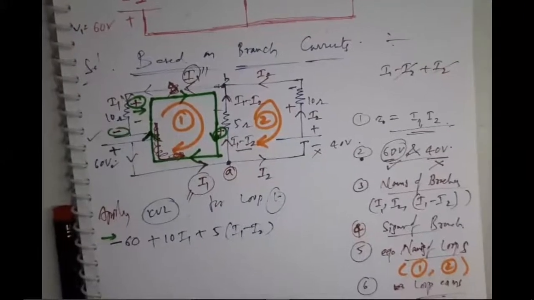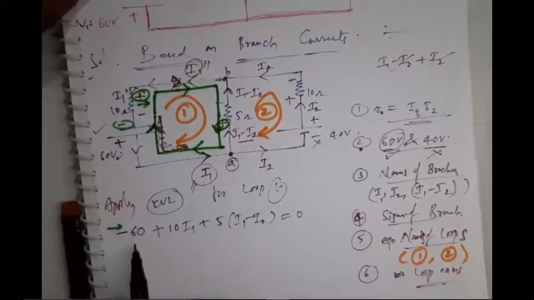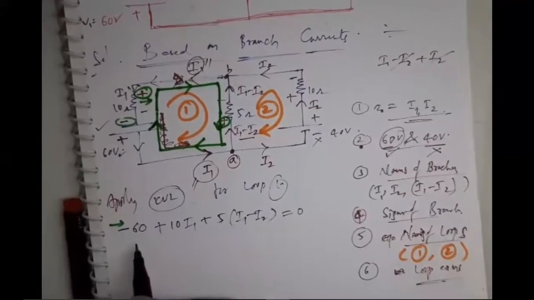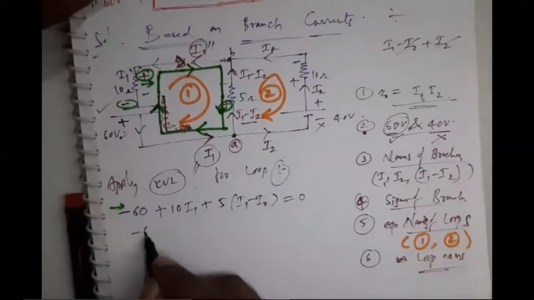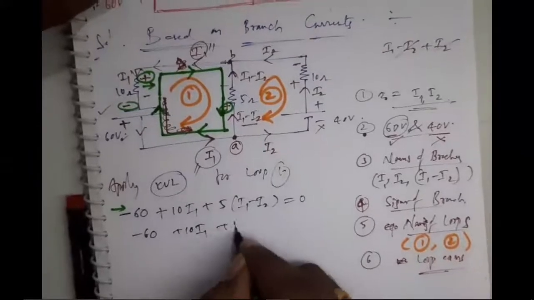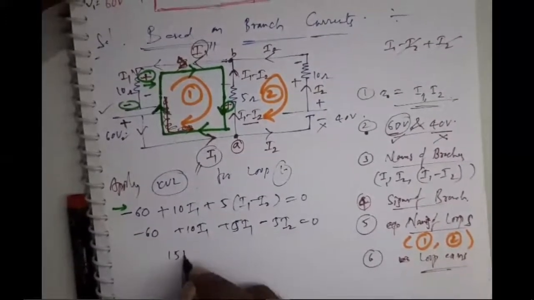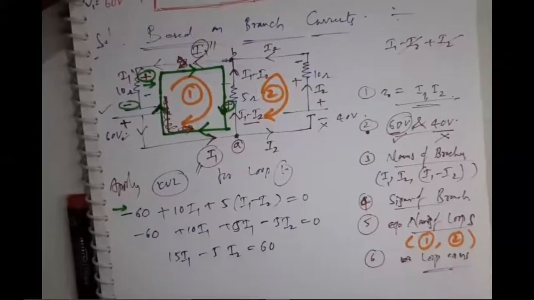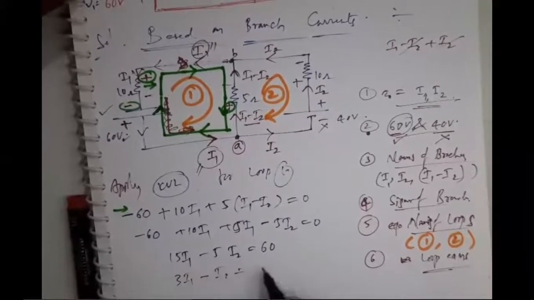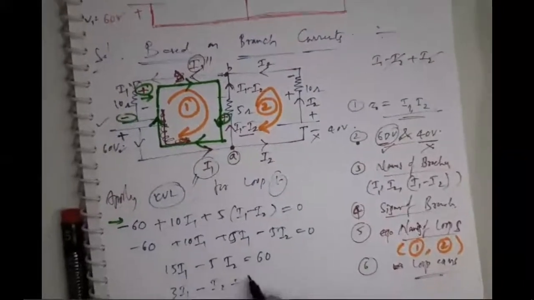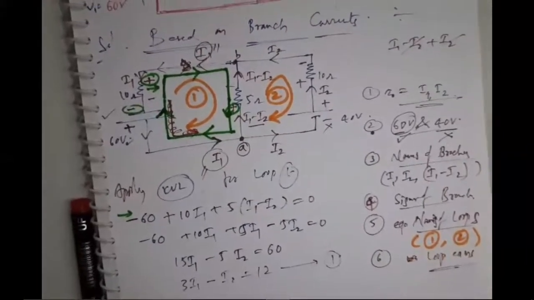Next, for loop number 1, the sum is equal to 0. Let me do some reduction of this equation. -60 plus 10I1 plus 5I1 minus 5I2 is equal to 0. 15I1 minus 5I2 is equal to 60, right? You can write 3I1 minus I2 is equal to 12, right? Let me write this as equation number 1.